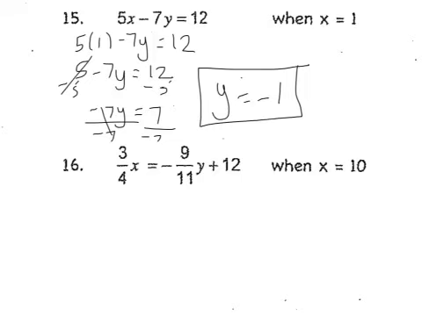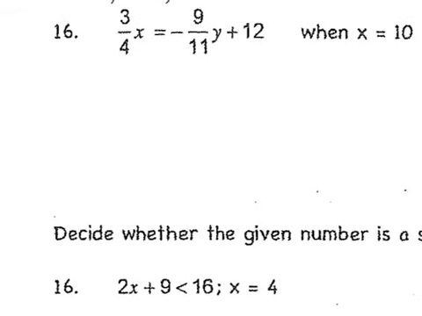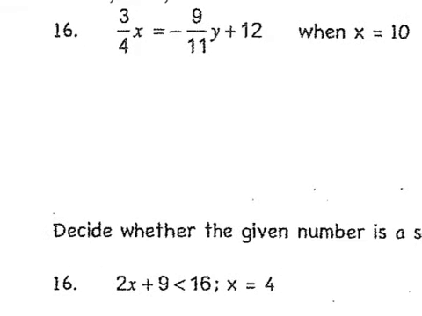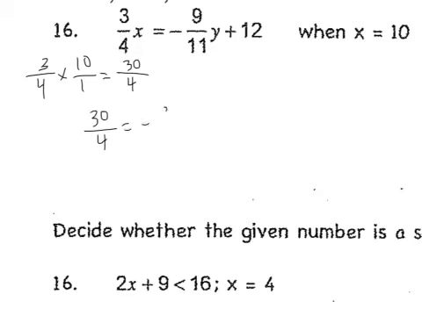So now we're down to problem 16, and we're evaluating when x is 10. So to take 3/4 of 10, you'd multiply 3/4 times 10 over 1, and you would get 30 over 4 for that left-hand side. So we know 30 over 4 equals negative 9 over 11y plus 12. So this is a two-step equation. Even though it looks more complicated than the last one, it's solved the same way.